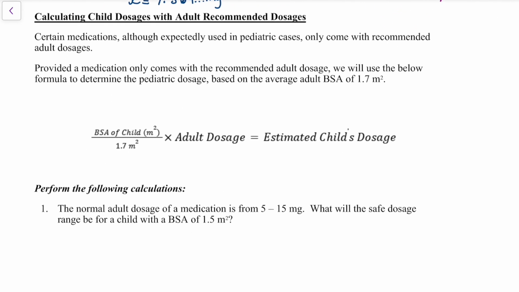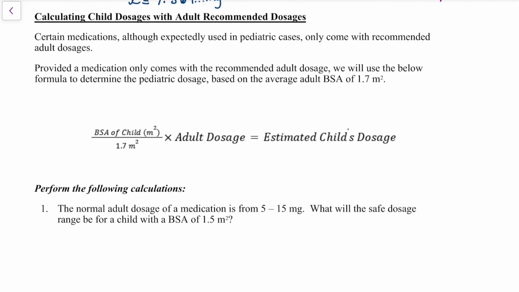Okay, the last thing I want to look at here is calculating child dosages when you're given an adult recommended dosage. So there is a formula for this. The adult dosage might just be a certain amount of milligrams. It's not per weight, it's not per body surface area or whatever, but it's an adult dosage. And so we can use the child's body surface area to figure out what the child's safe range would be when given an adult dose.